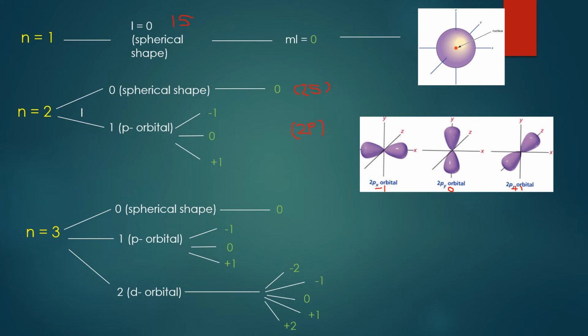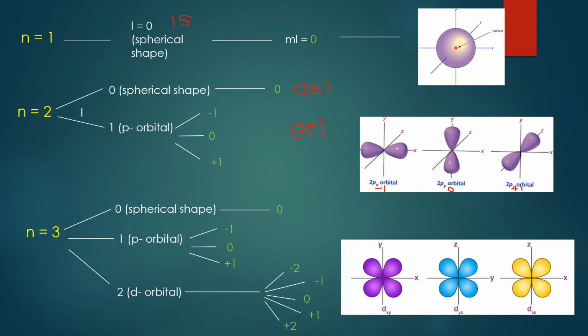So how many orbitals are there in the third shell now? In the third shell, we have one s orbital, 3 p orbitals and 5 d orbitals. So let's see how many altogether there are. 5 plus 3 plus 1. We have 9 orbitals altogether in the third shell. And this is how the d orbital looks, a flowery shape. So if I ask you, what is the shape of an s orbital? It is spherical in nature. What is the shape of a p orbital? They are dumbbell in shape. D orbitals are flowery in appearance.